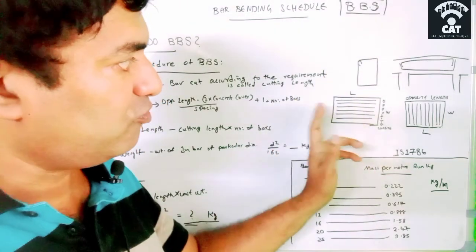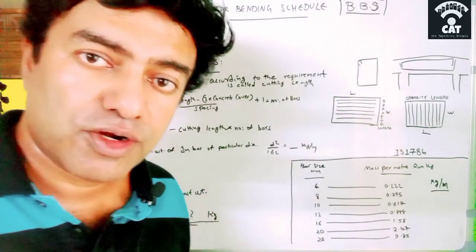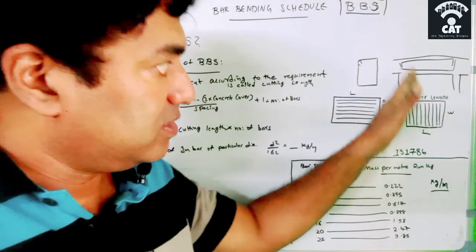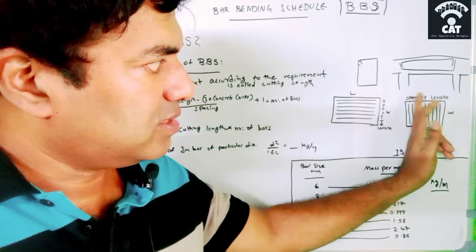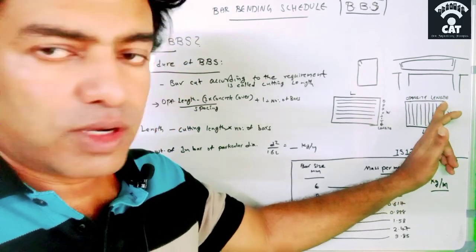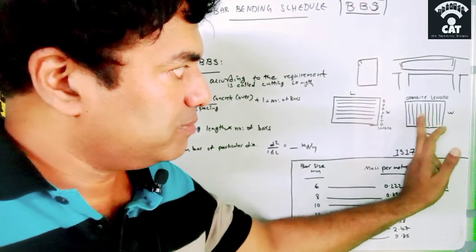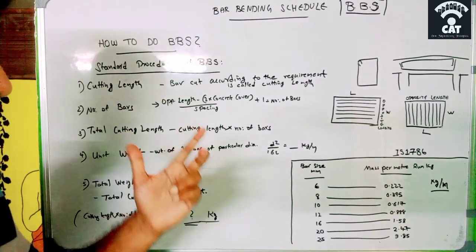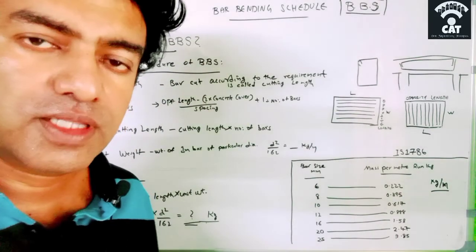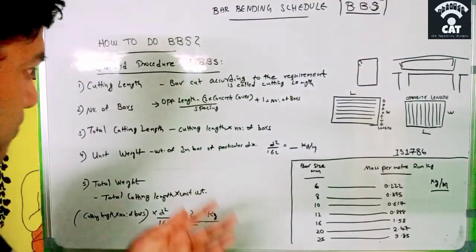It will give the number of bars in this direction. Similarly, if you want to get the number of bars in the opposite direction, take this length minus 2 into concrete covers, divided by the spacing in between, plus 1, which will give the number of bars. So we got the cutting length and the number of bars.